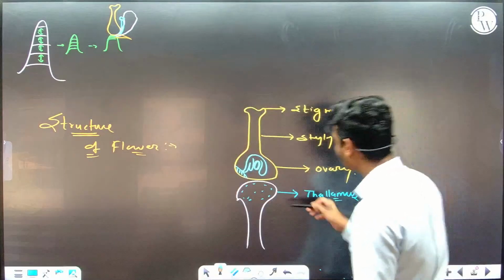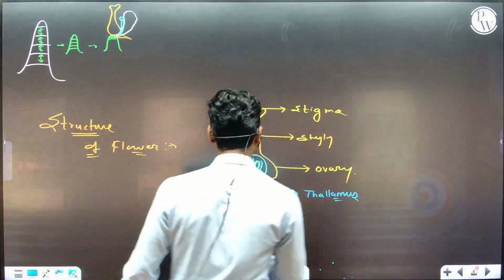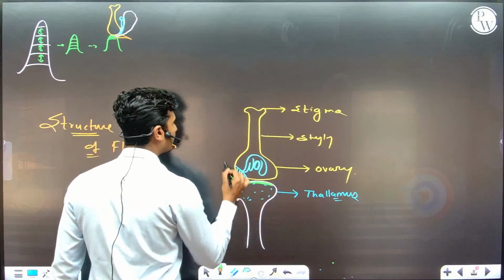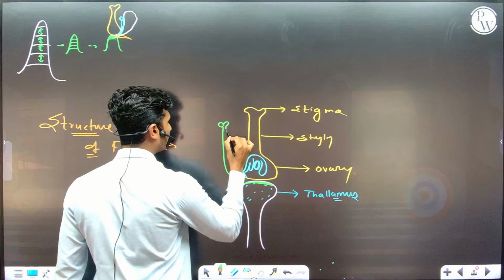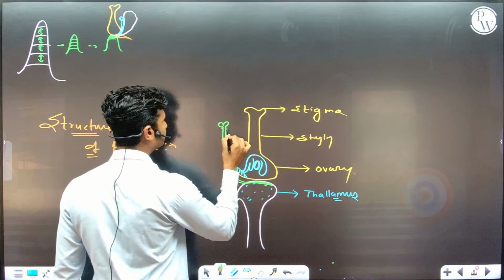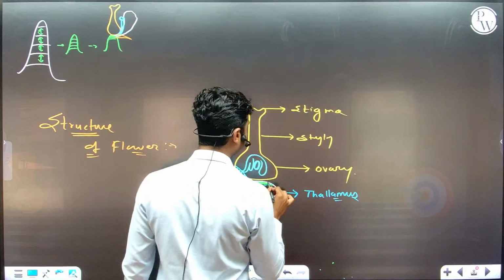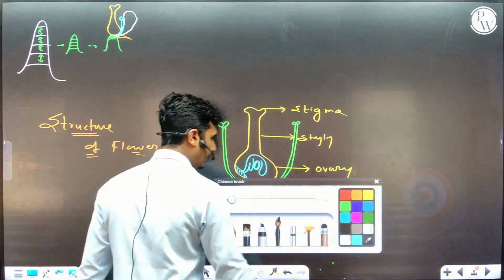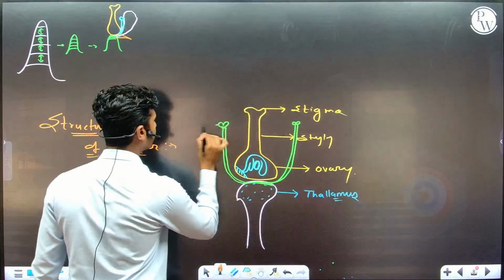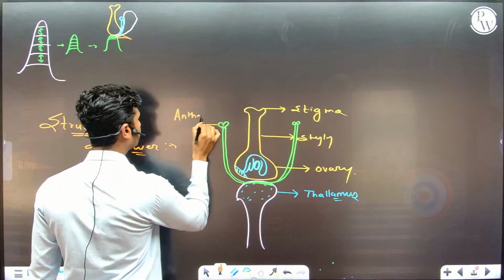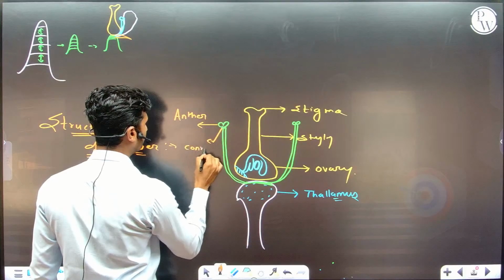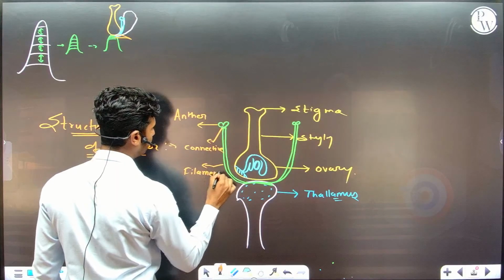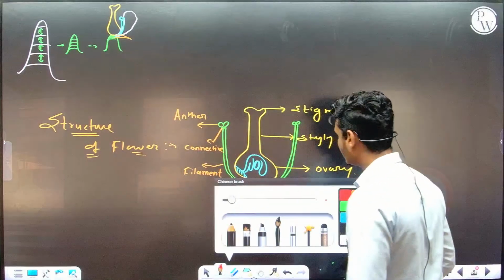Let's discuss another part, the second floral whorl. For example, this is the node portion, and from this arise filament, connective and anther. Here also filament, connective and anther. Then we can write it as anther, connective, filament; anther, connective, filament.